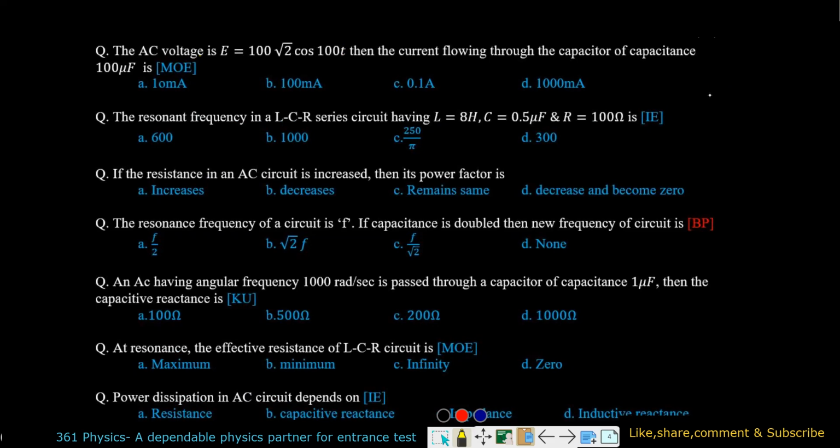So just get the current flowing through the capacitor of this capacitance. You just need to put in all the parameters. So your current is going to be equal to EMF by the reactance. On putting all these things, we can get the values. Let me just calculate shortly.